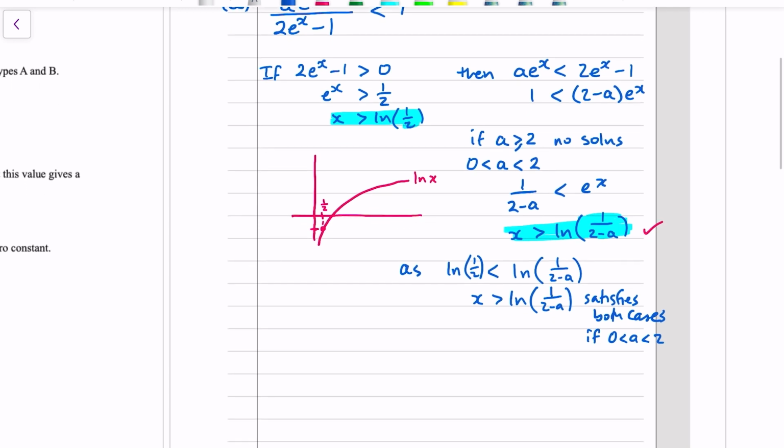Okay, the other case which we needed to consider was if the original denominator was negative, and that would be if x is less than log of 1/2. Okay, the only thing that's going to change in the solving is that the inequality will flip around, so we'll end up having, solving this.